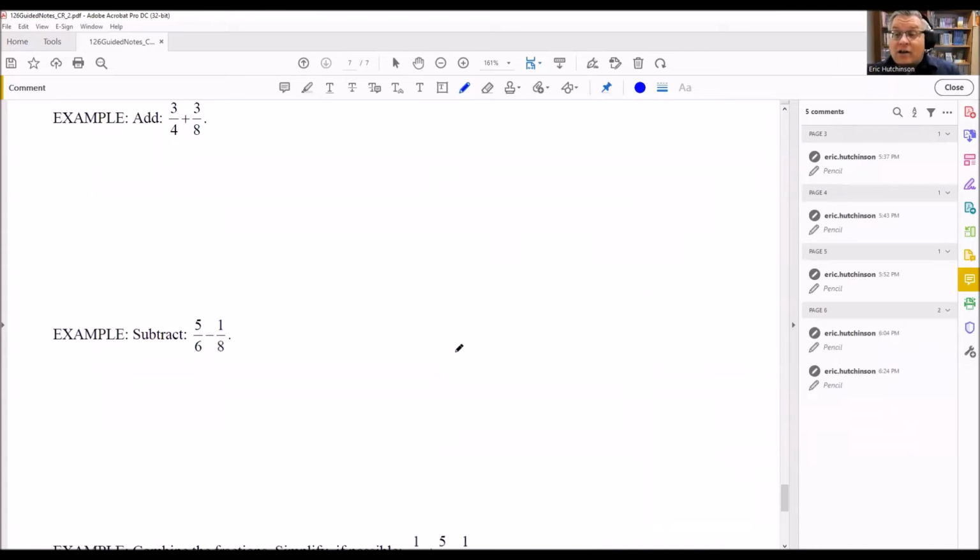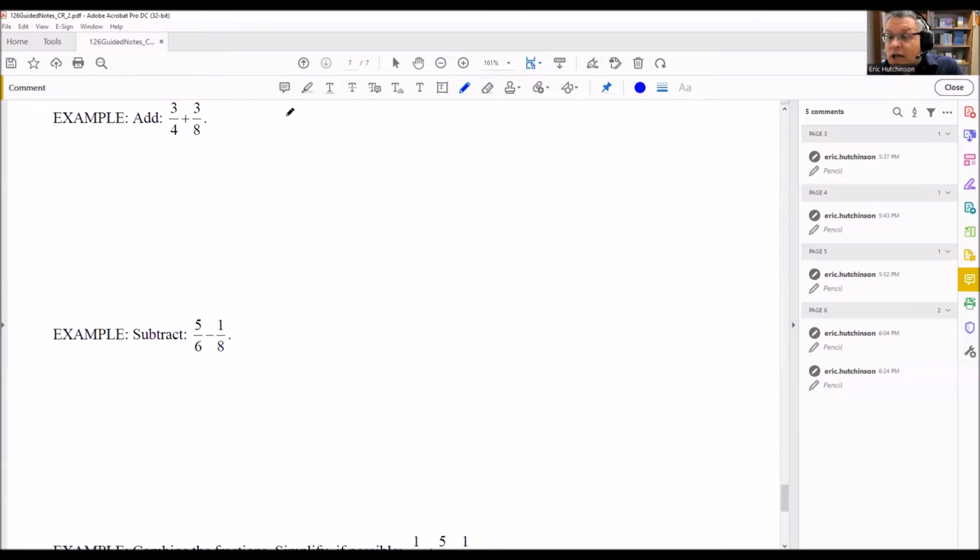Let's suppose we want to add 3/4 and 3/8. What you need to find is the common denominator. In other words, you want to find the smallest number that both 4 and 8 divide into evenly.